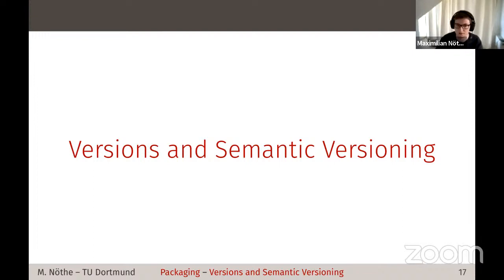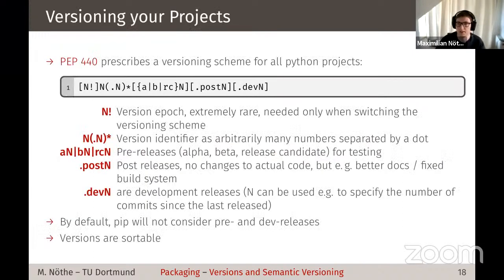So how do you define your package version, and what is this semantic versioning? There's another PEP for this, another Python Enhancement Proposal, number 440 in this case. It describes the allowed version number specifications for Python projects. It looks a bit scary maybe, but it's not that complicated when you break it down.